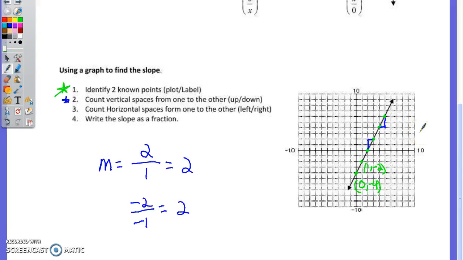So depending on where you start, remember you have to pay attention to direction, which way you're going: up, down, left, right, positives and negatives, and then counting the spaces. It says to write the slope as a fraction. If it's a whole number, you can just leave it as 2 over 1, or you can leave it as 2. That's okay, but a lot of these are going to be fractions with a denominator that's not 1.